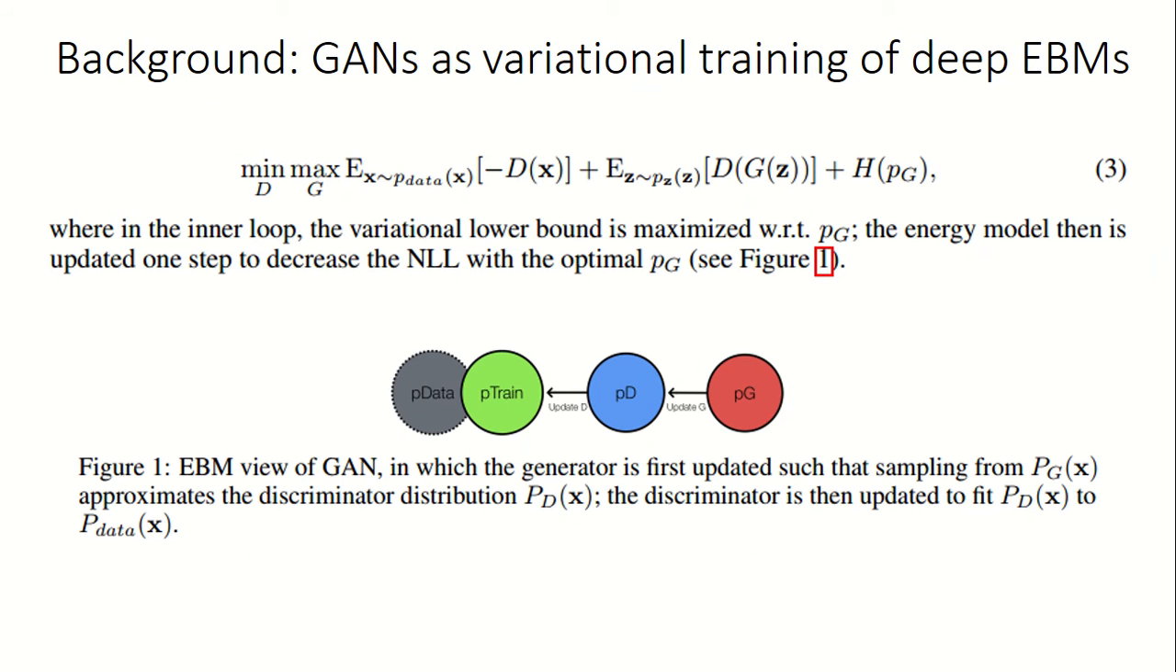This figure shows better what is going on in this new scheme for the energy-based model. In this scheme, the generator is first updated such that sampling from p_g(x) approximates the discriminator distribution. Then the discriminator is updated to fit p_D(x) to p data. This is why the discriminator here is modeling the data distribution, which is really important to us.